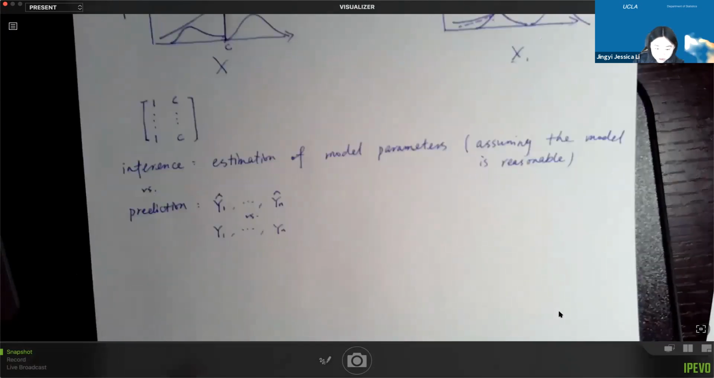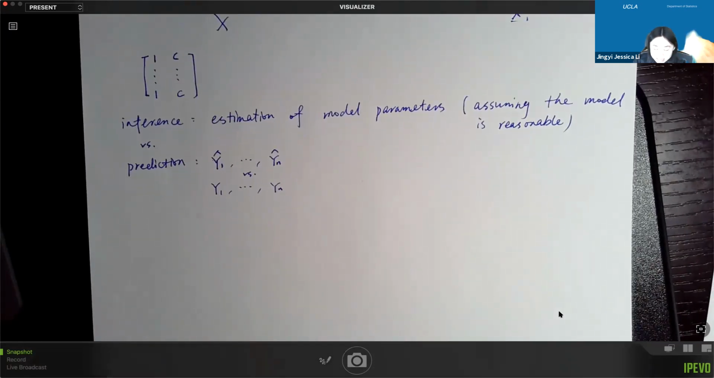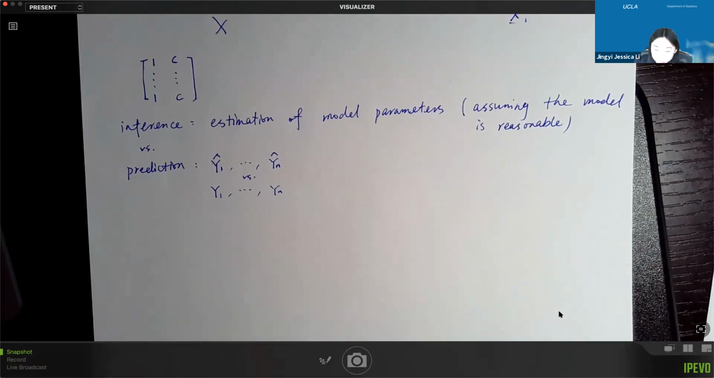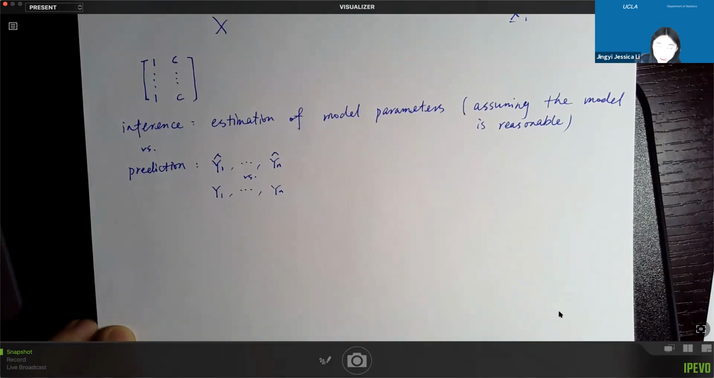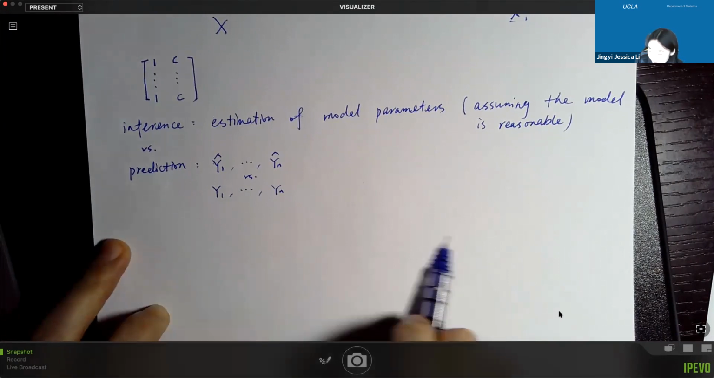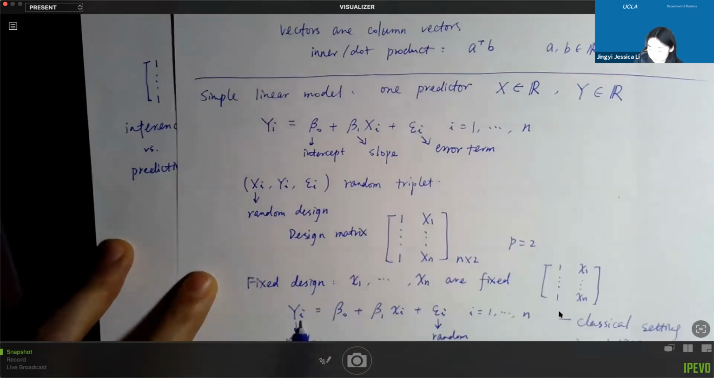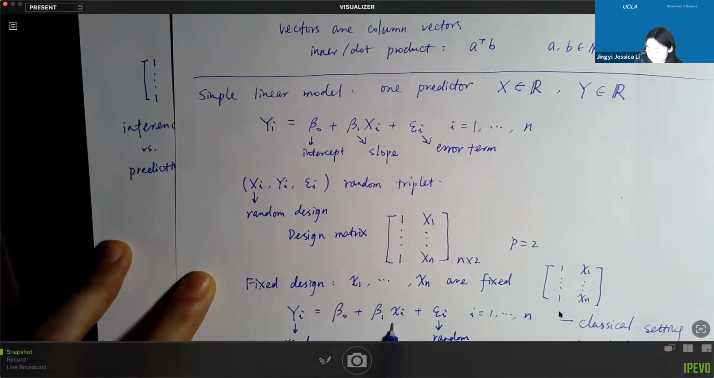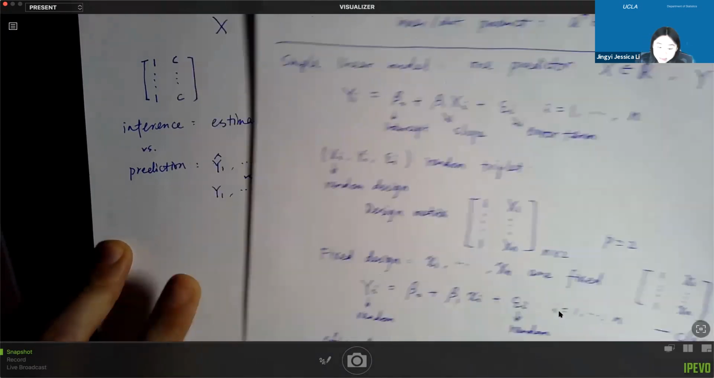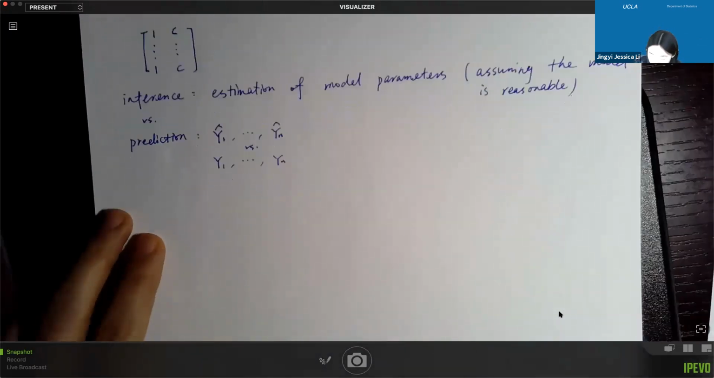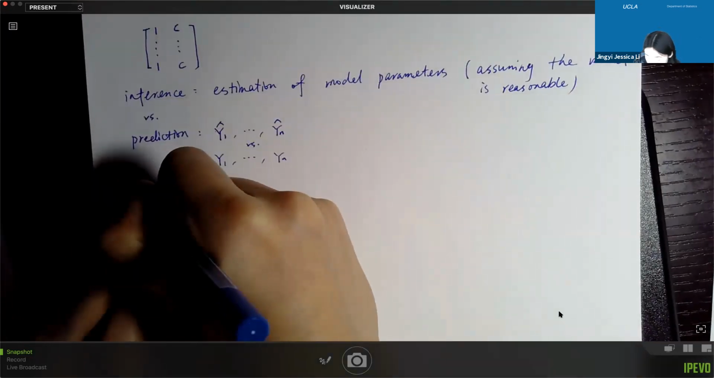All right, so let's revisit the simple linear model. Now we have talked about the fixed design and the random design. From now on, this whole class will focus on the fixed design. We have written the fixed design in the scalar form, right? yi equals beta 0 plus beta 1 xi plus epsilon i, for i from 1 to n. Now let's put it in the vector form, or matrix form.